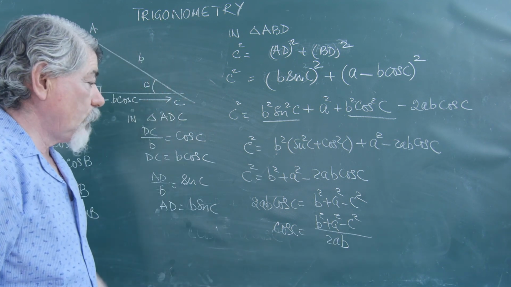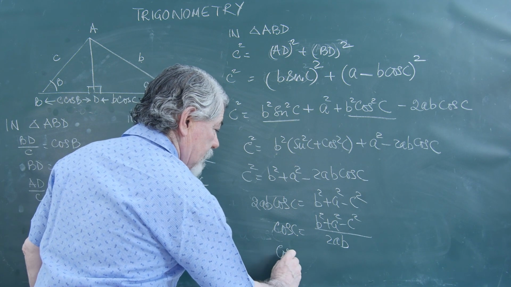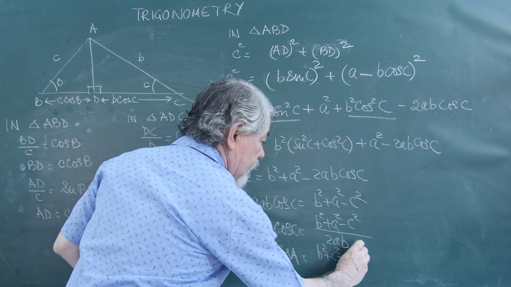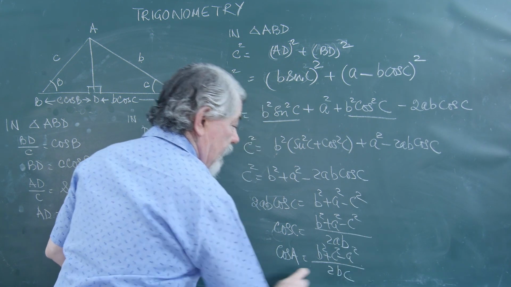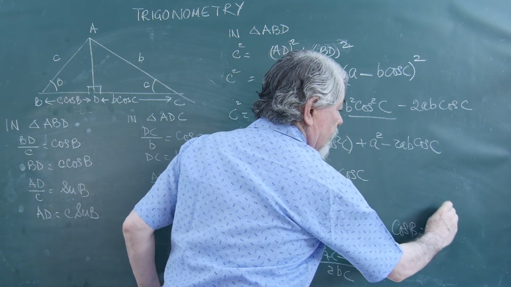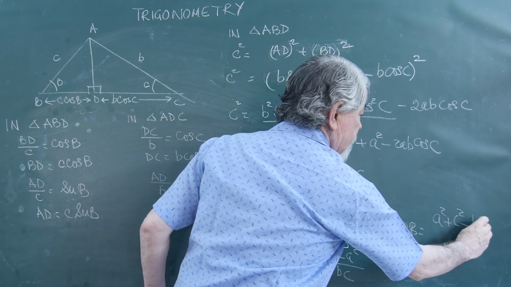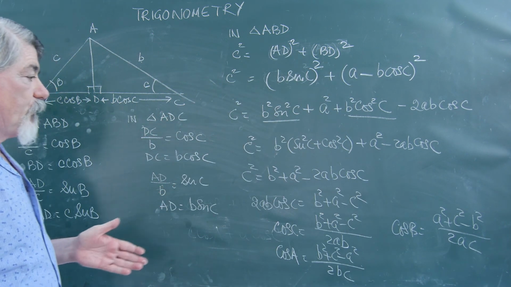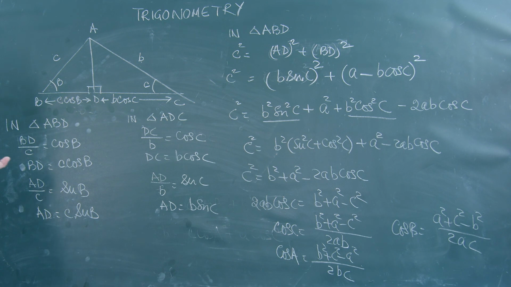Suppose I have to write cos A on the same basis. Cos A will be B square plus C square minus A square upon 2BC. And if I have to write cos B, then cos B will be A square plus C square minus B square upon 2AC. Now you have got the value of cos A, cos B and cos C, like we had got in the sine formula, sine A upon A is equal to sine B upon B is equal to sine C upon C is equal to a constant.